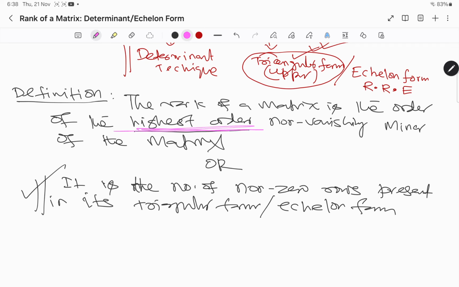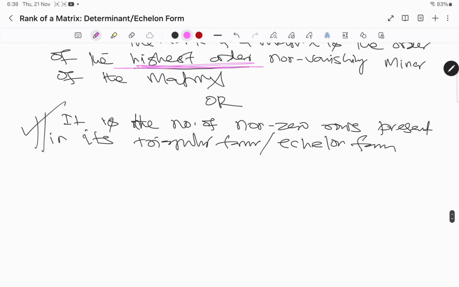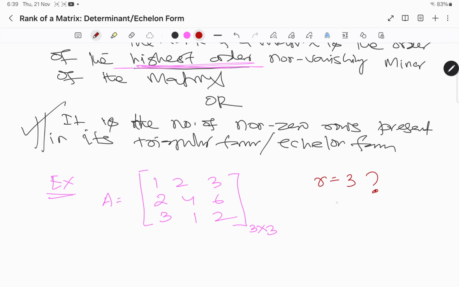Okay, so let me explain this via one example. Suppose you are given a matrix with rows 1 2 3, 2 4 6, and 3 1 2. This is the matrix given to you. The order of the matrix is 3 itself, so the highest order minor is of order 3 here. So first we should see whether the rank is 3 or not. To see that, we just find the determinant of the matrix A. Now the determinant of the matrix A, since one row is a multiple of the other row, right?